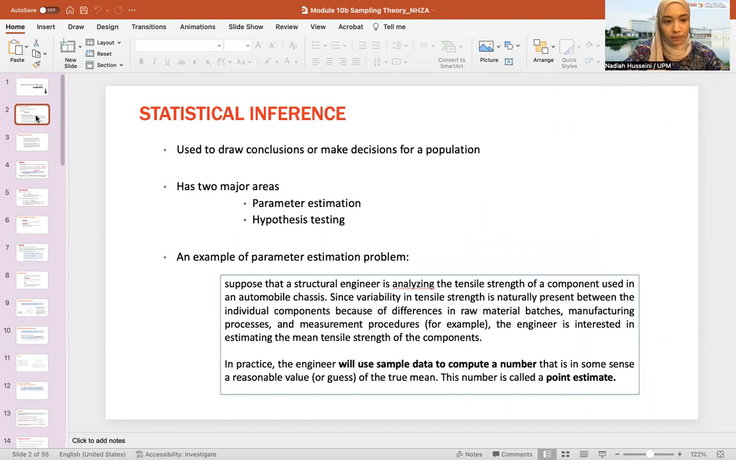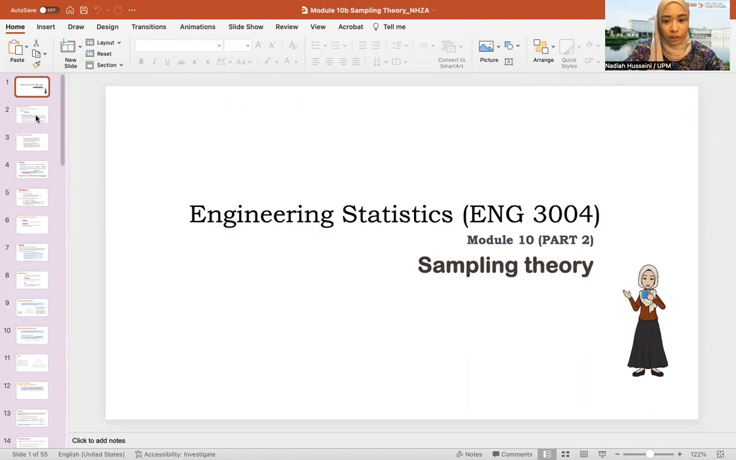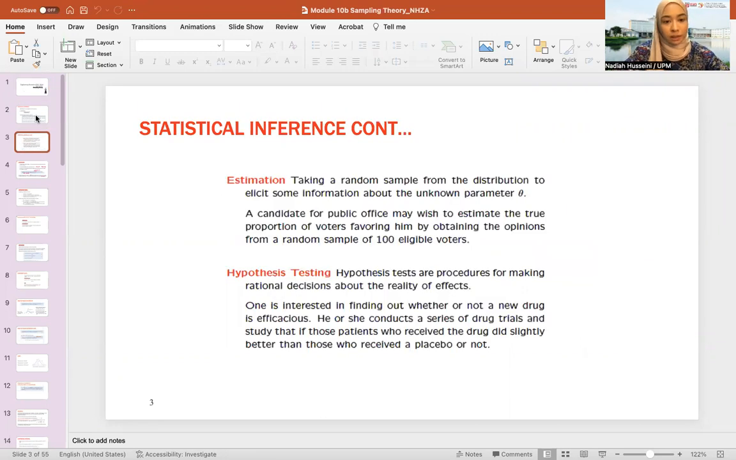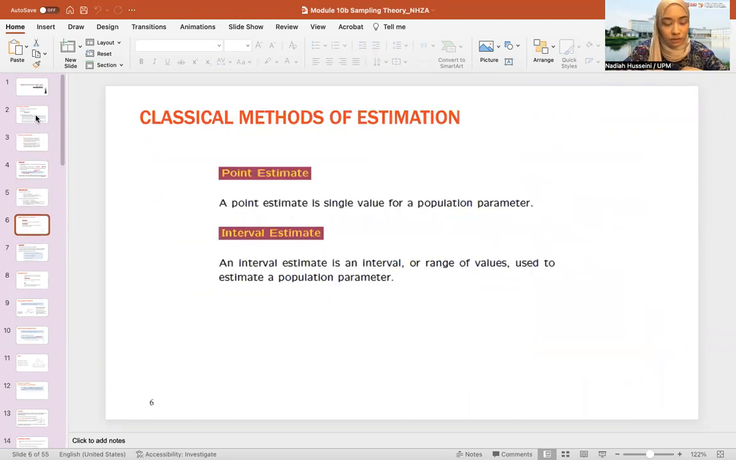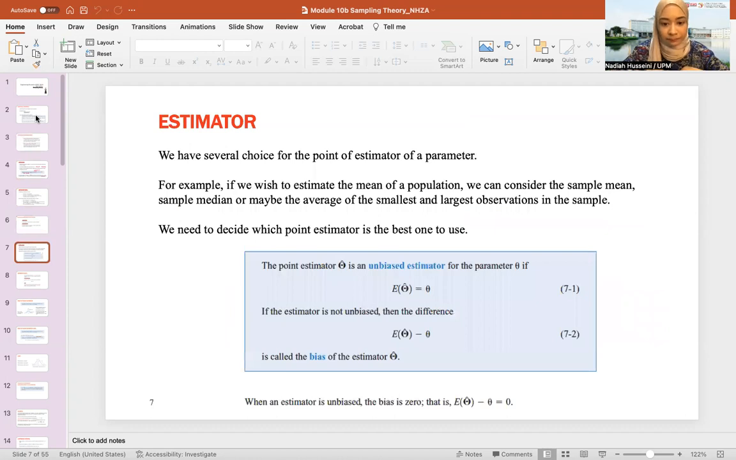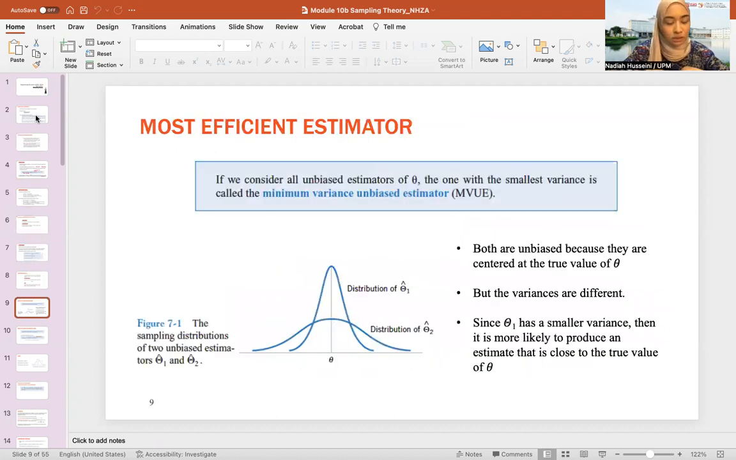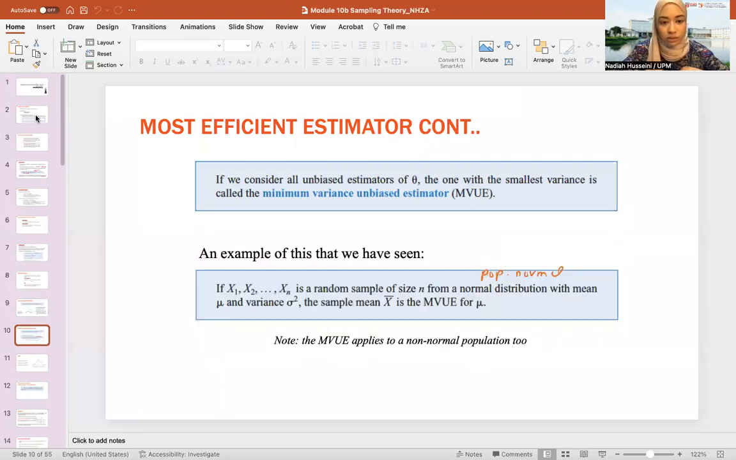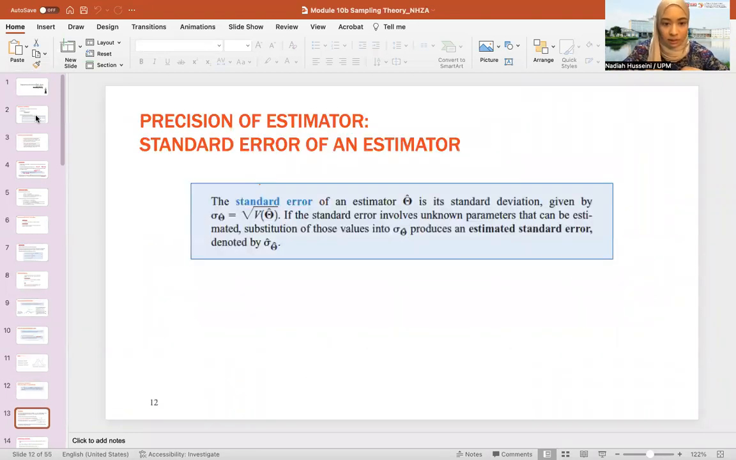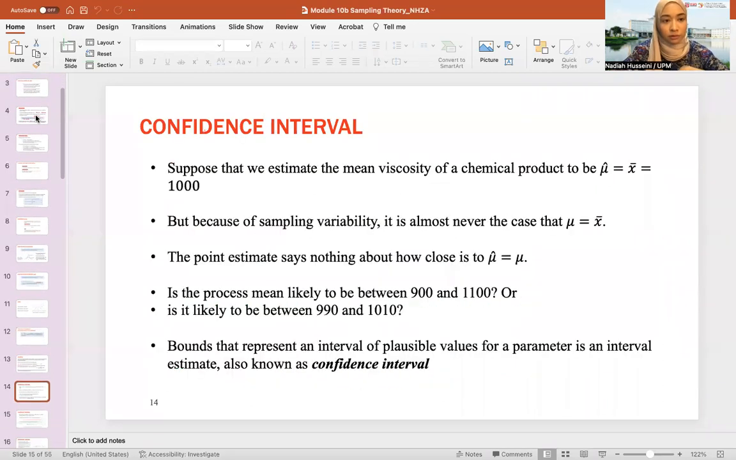Okay, so we talked about statistical inference for our module 10, part 2 of sampling theory. We talked about estimation, and we did not tackle hypothesis testing yet. We talked about what a biased estimator was, and we also discussed which one should be chosen, a small variance or a bigger variance, which one is biased, which one is not biased. And then we also talked about confidence interval.